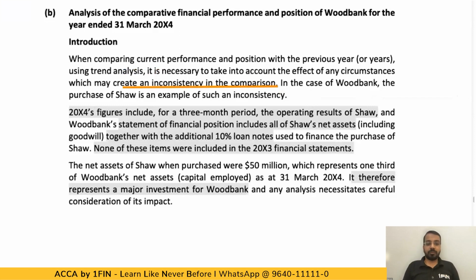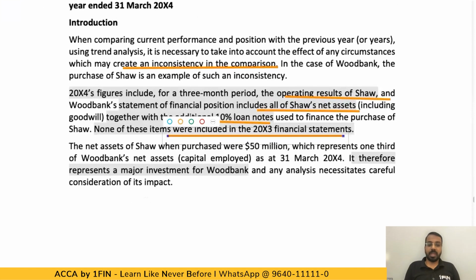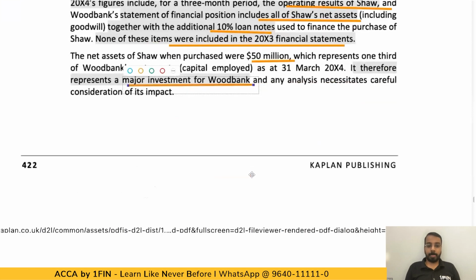Okay. 2004 figures include for a 3-month period the operating results of Shaw, and Woodbank's statement of financial position includes all of Shaw's net assets together with the additional 10% loan notes. None of these items were included in the year 3 statement. So this is the statement of fact. The net assets when purchased were 50 million, which represents 1/3 of the net assets as of 31st March. It therefore represents a major investment for Woodbank.